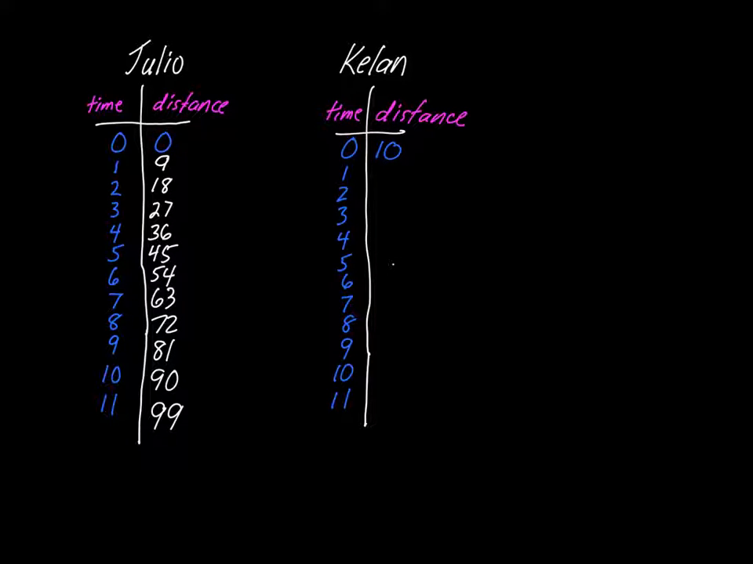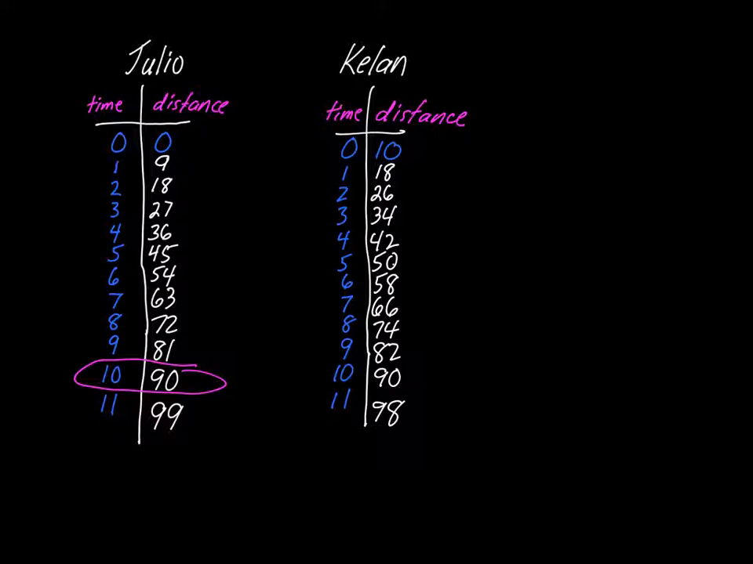Now Kellen starts at 10 yards, and then he's adding 8 every time, so that would be 18, 26, 34, 42, 50, 58, 66, 74, 82, 90, and 98. So if you look here, our race was to 90, and we need to find when did they hit 90. Well, Julio hit 90 at 10 seconds, and look at that. Kellen also hit 90 at 10 seconds.